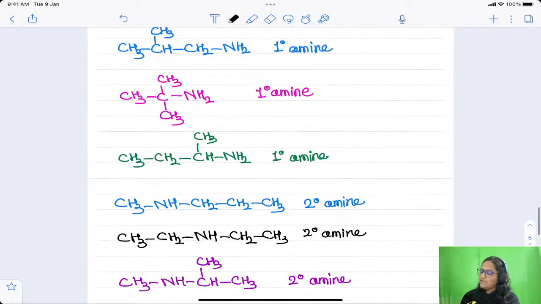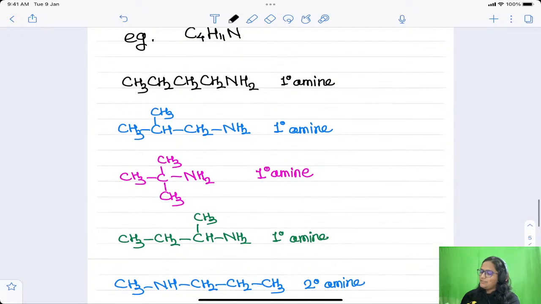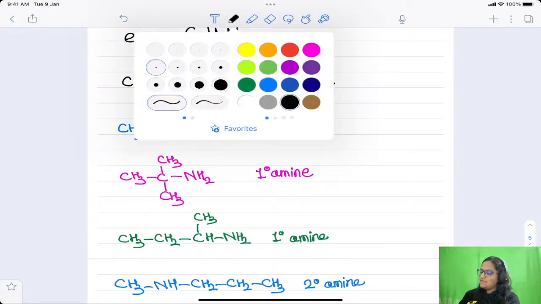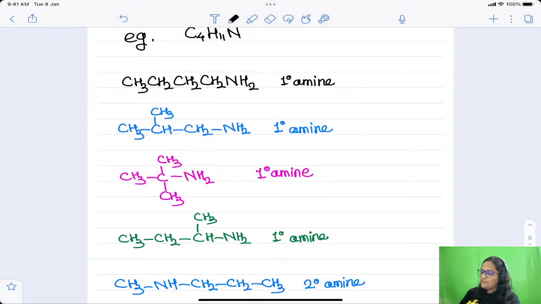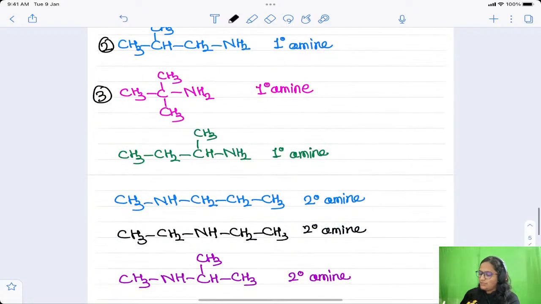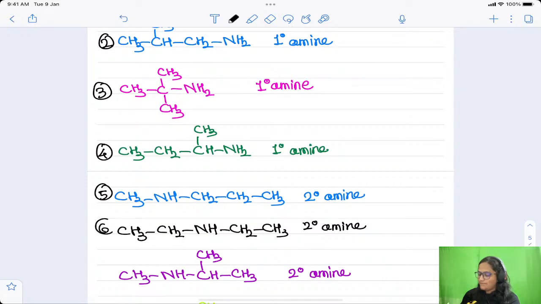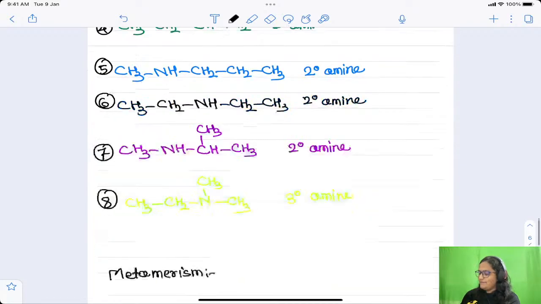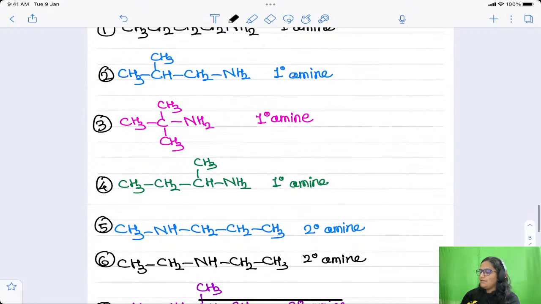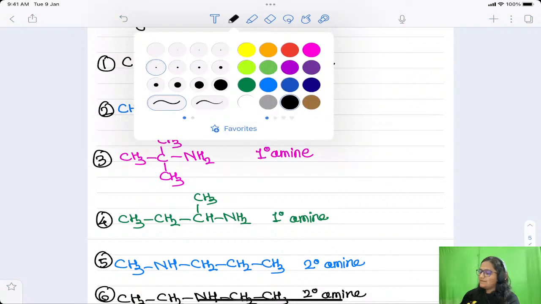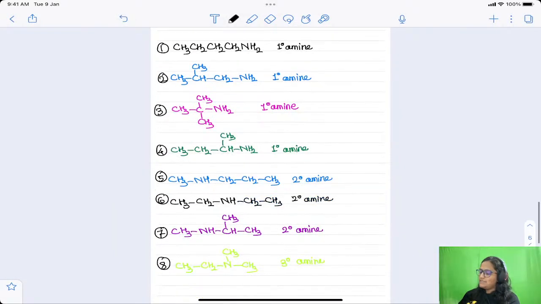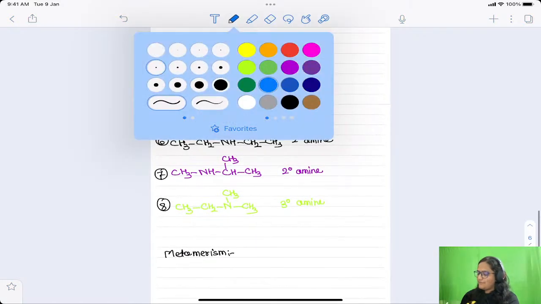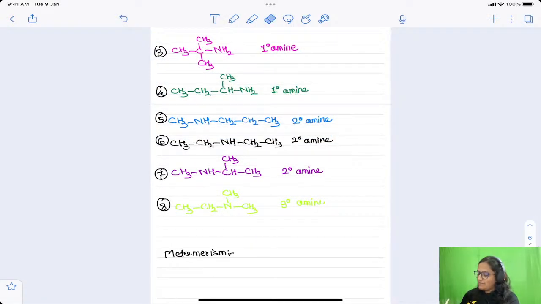First of all, let me just write down what type of isomerism is present. For example, this is the first isomer, second, third, fourth, fifth, sixth, seventh and eighth isomer, right? If they ask the relationship between the isomers, metamerism I will explain later on.